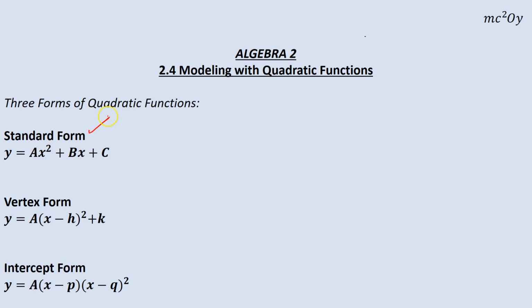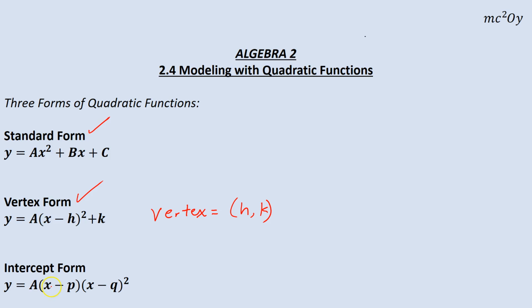You have standard form, y equals ax squared plus bx plus c. You have vertex form, where they actually give you the vertex. y equals a times the quantity x minus h, quantity squared, plus k. Your vertex in that case is equal to (h, k).